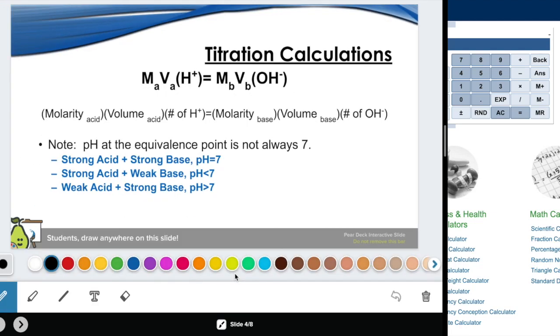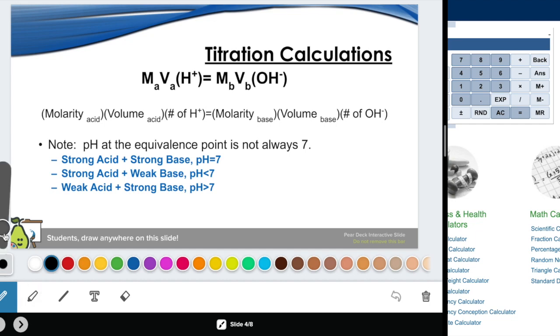So let's talk about calculations that you're going to need for these titration equations. Let's go through our equation. Remember, in a titration, you have either your acid or your base, and you know their volume, but you don't know their molarity. You don't know their concentration. Molarity is a unit of measure for concentration. So you have your molarity of your acid times the volume of your acid, and then you have this number of H pluses.